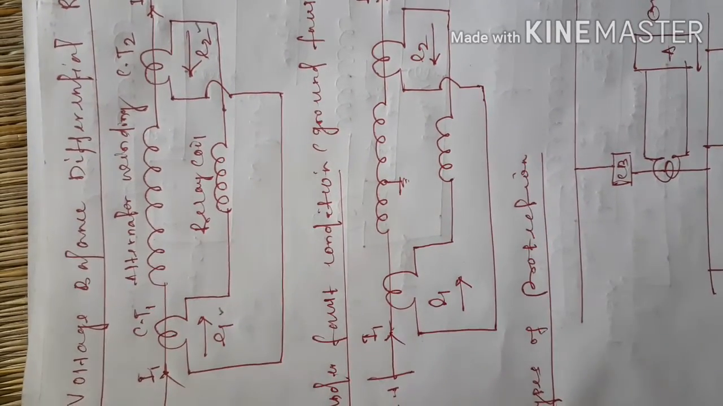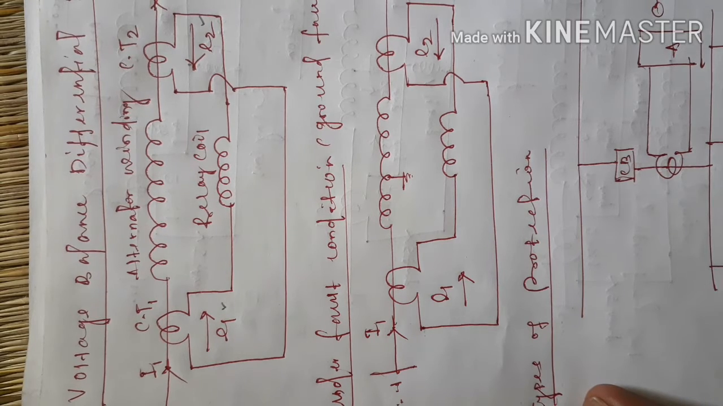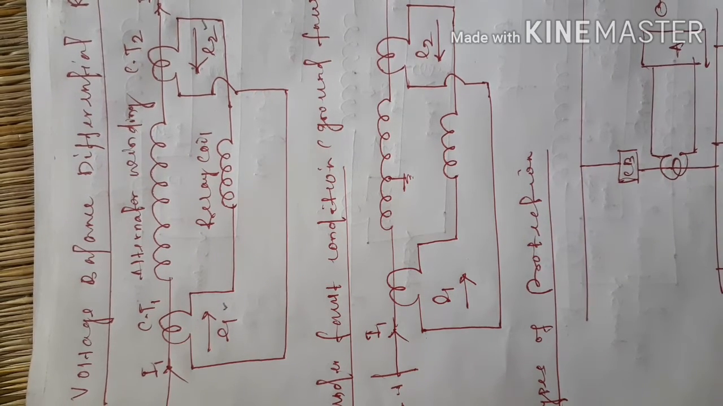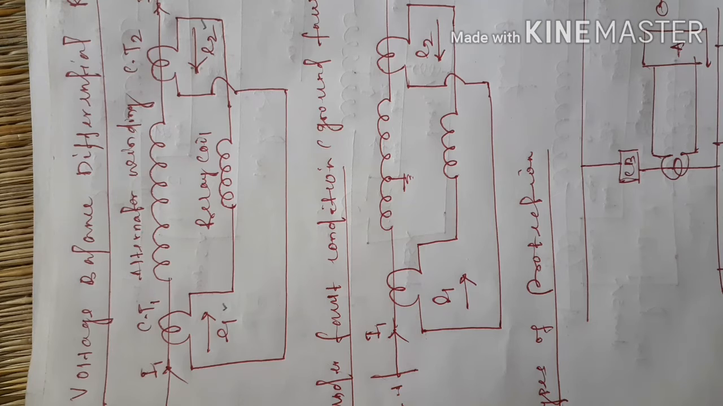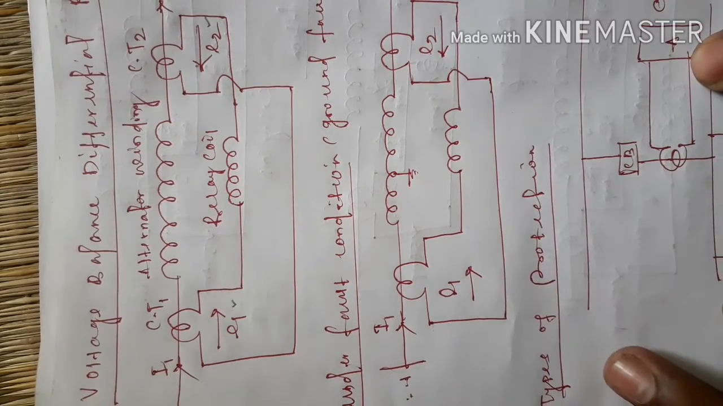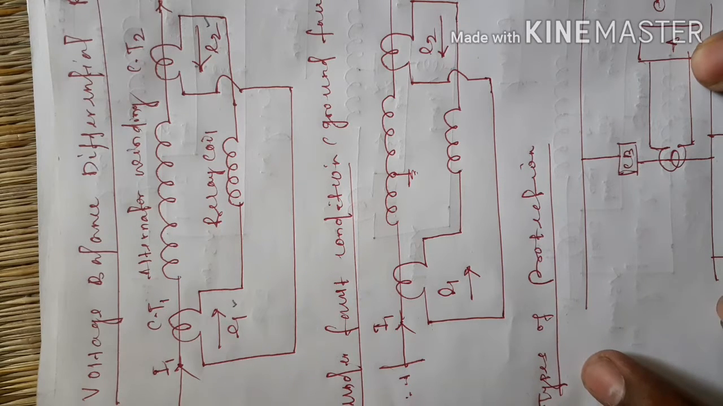Hello students, today I will discuss voltage balance differential relay. A differential relay is a relay that operates only when two electrical quantities have different values. The voltage balance differential relay is used for protection of alternator or transformer winding.